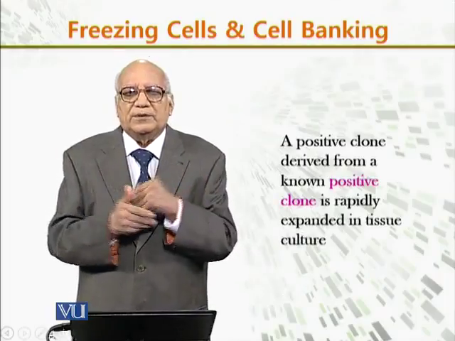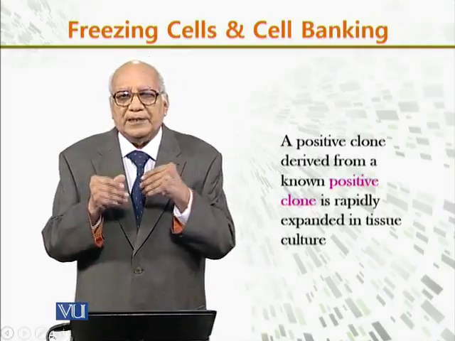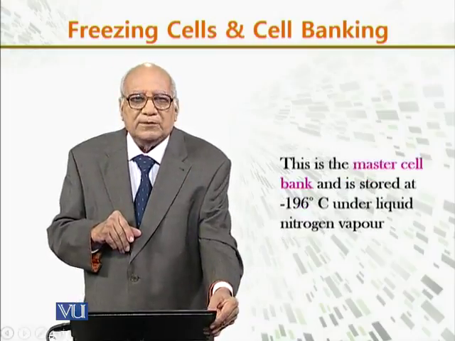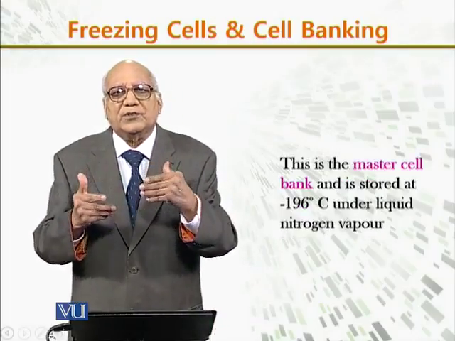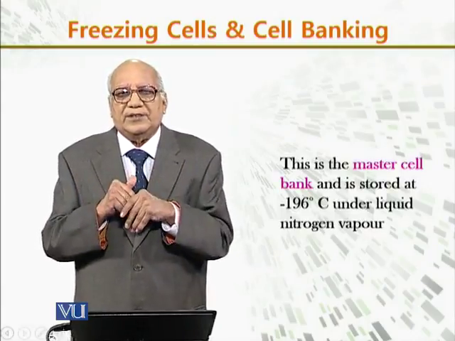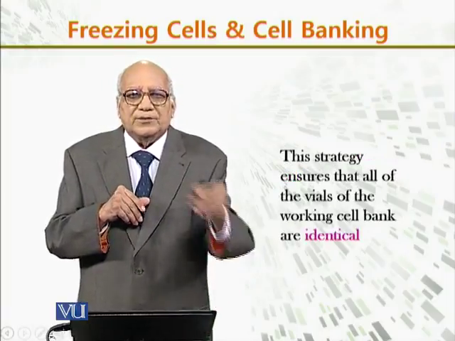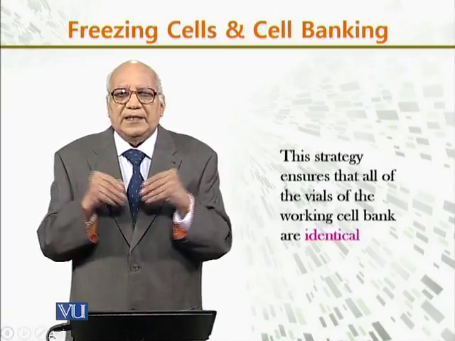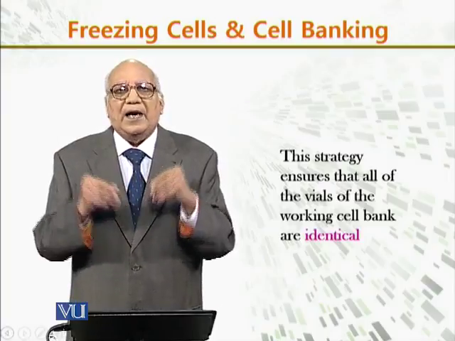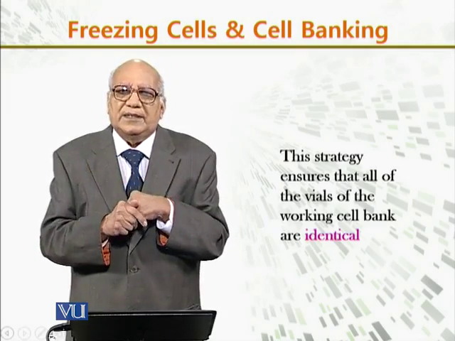A positive clone, which is derived from a known positive clone, is rapidly expanded in tissue culture and can be kept for a long time. This is called a master cell bank and is stored at minus 196 degrees under liquid nitrogen vapors. This strategy of cell banking ensures that all of the vials of the working cell bank are identical and can be used for further experimentation in the biological field.